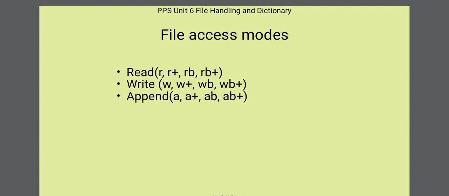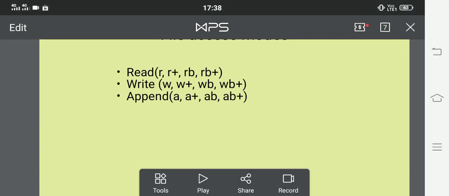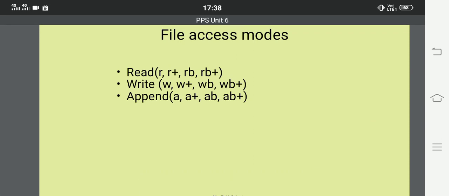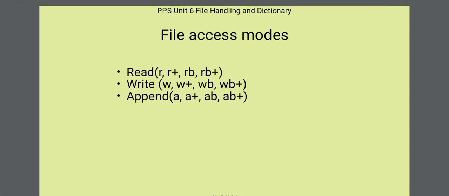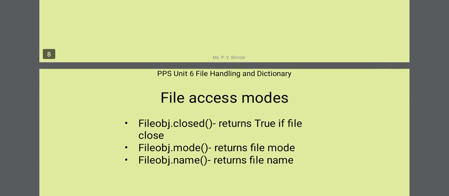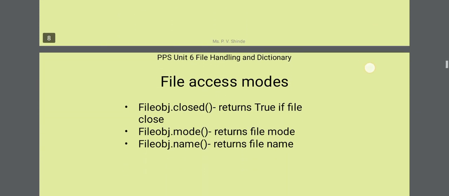So A and A plus. A will append the data into the file. A plus will also append the data, but the basic difference between A and A plus is that A will only append, and A plus will read and append in the text file. AB stands for append the data in the binary file, and AB plus reads and appends the data in the binary file. So these are the basic file access modes.